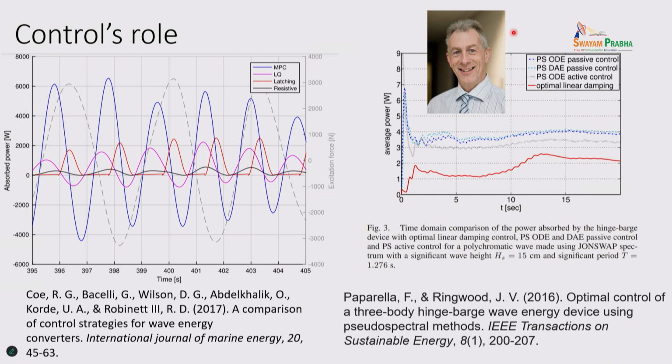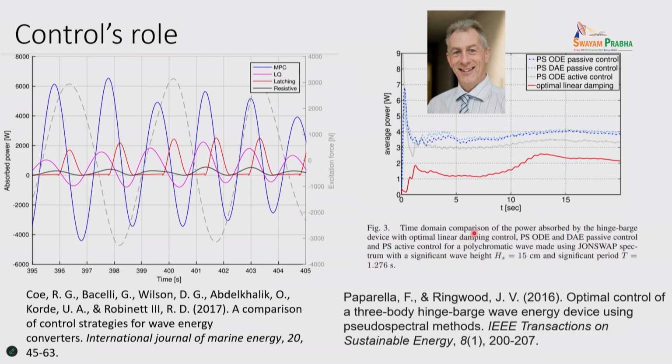Okay, I took these slides from Professor Jon Renwood's lecture at Michigan. Here he showed two papers they studied, with different controls. The black line is constant resistor control, right? Then here it shows MPC, model predictive control. On average, you can see you can increase the power output. Here you also compare with latching control and LQ control, right?